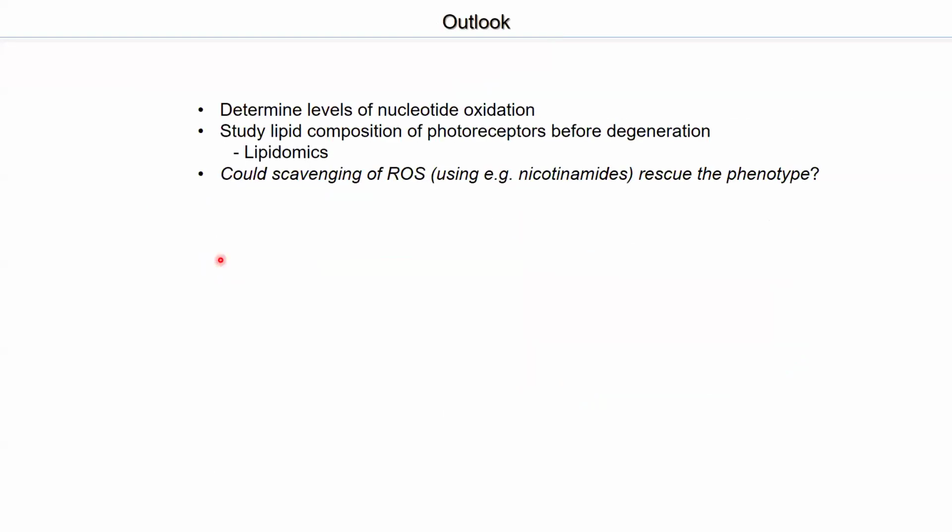So, of course, we are not done yet here. The idea is to now properly determine the levels of nucleotide oxidation and to really complete the story on the redox status, and to perform lipidomics to further study the lipid composition of the photoreceptors. And it's also a question: if we would scavenge the reactive oxygen species, would this then rescue the phenotype?